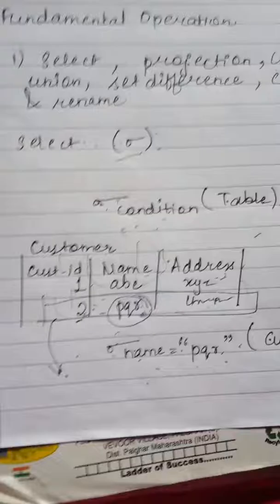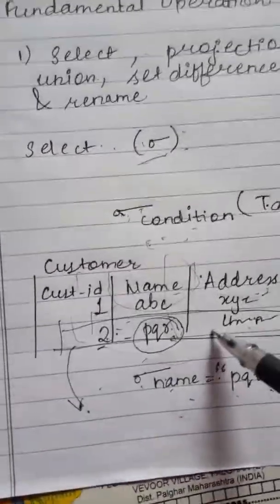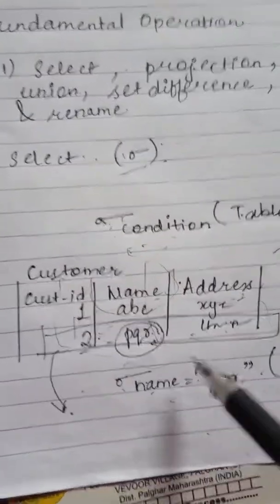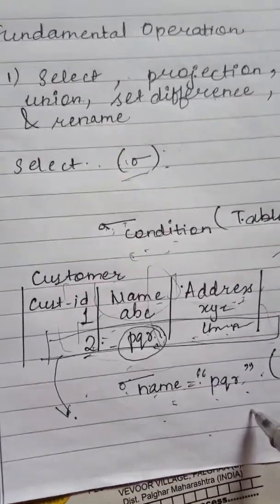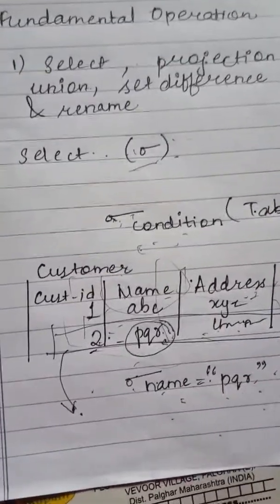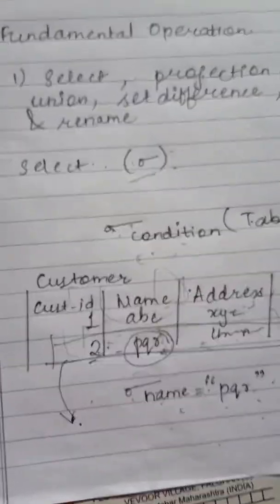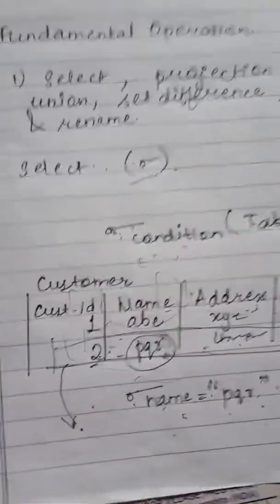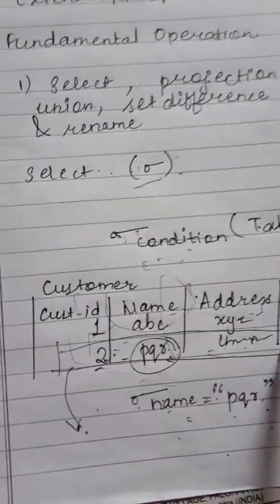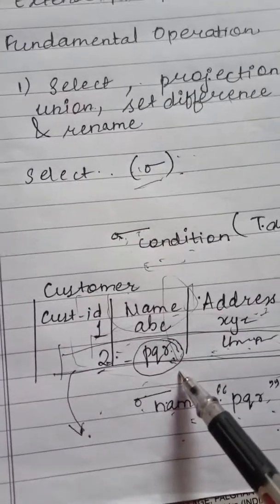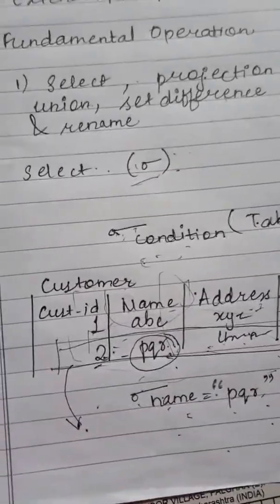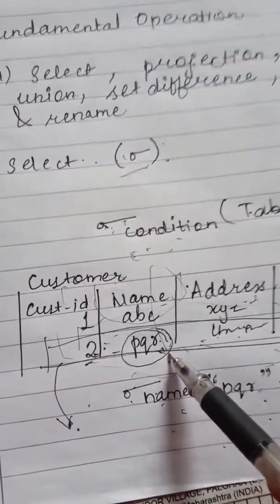Now the third is composition. Composition is nothing but a combination of selection and projection operations. Suppose I want to join the projection operation as well as the selection operation. I want to retrieve the address of the customer PQR. I want only the address of a particular customer named PQR.